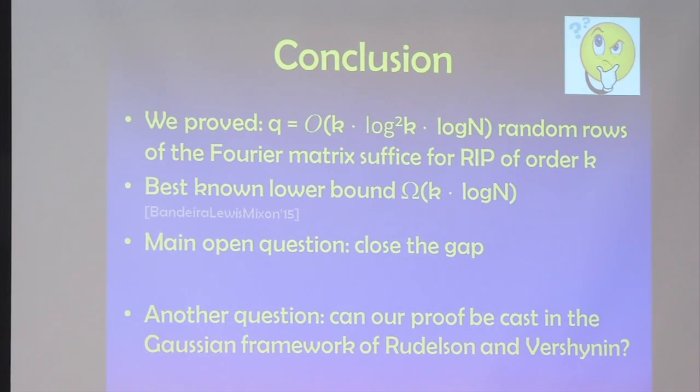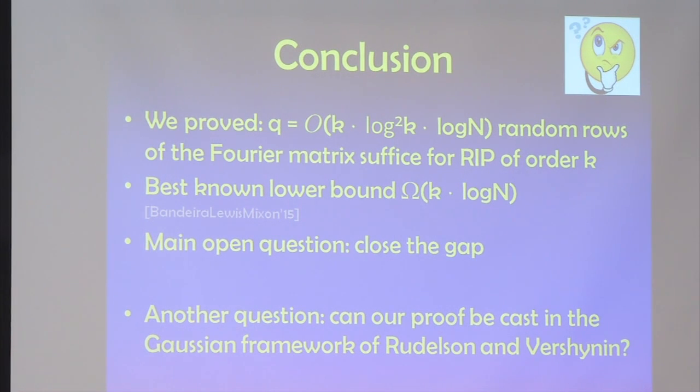So to summarize, the open questions are, this is what we proved. We proved that if you take a Fourier matrix and you sample k log squared k log n random rows of that matrix, that's going to give you an RIP matrix. It has the RIP property, namely any k columns of that submatrix are going to be roughly orthonormal. The best known lower bound is k log n, due to Bandeira, Lewis, and Mixon, and it would be nice to close that gap. I'm hopeful that at least one extra log k can be shaved off our bound, and I tried to give you intuition why we get those two log k's. Maybe you'll see how to get rid of one.